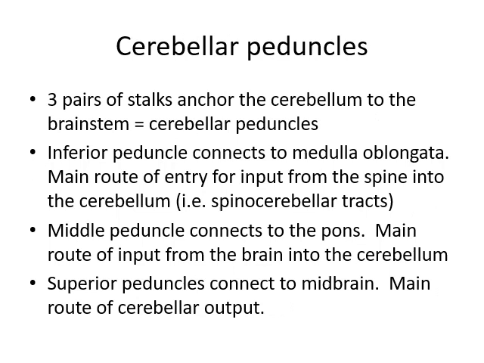Okay, so the cerebellum doesn't just hang in space, it's connected to the brainstem with stalks, and these stalks we refer to as the cerebellar peduncles. The inferior peduncle connects the cerebellum to the medulla oblongata, and this peduncle is the main route of entry for input from the spine into the cerebellum, specifically the spinocerebellar tracts. The middle peduncle connects the cerebellum to the pons, and this is the main route of input from the brain into the cerebellum, and the superior peduncles connect to the midbrain, and this peduncle is the main route of output from the cerebellum into the brain.